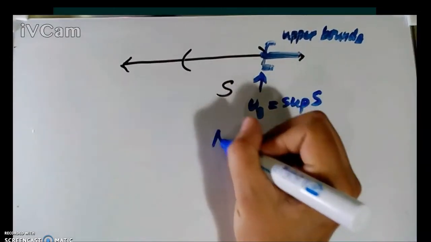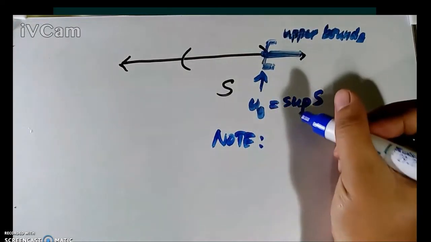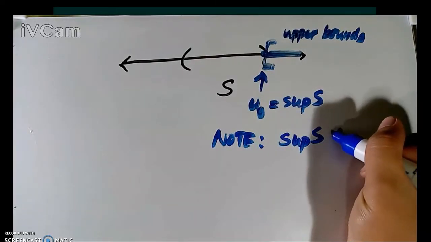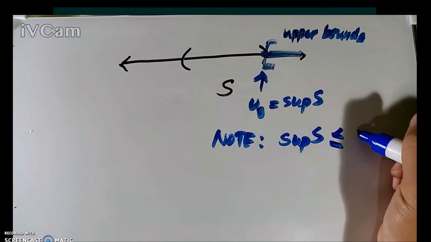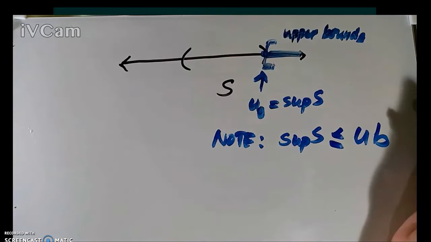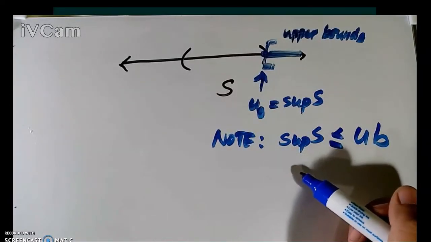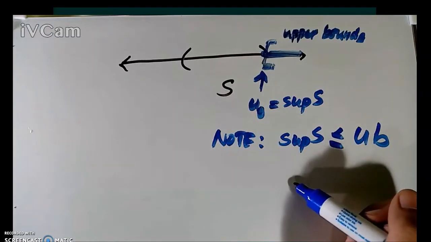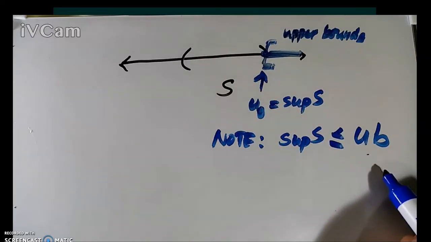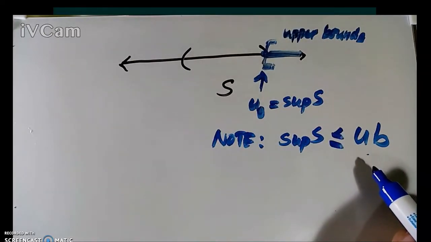We note that the supremum of S is always less than or equal to the upper bound. Let us denote that as UP. Because the supremum of S is the least upper bound, it should be less than or equal to all the upper bounds of S. So take note of this because we can use this in proving some of the statements.